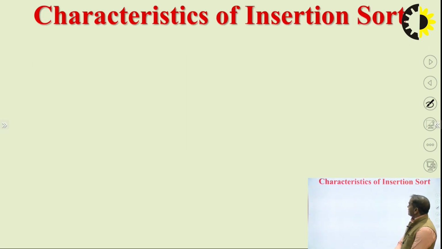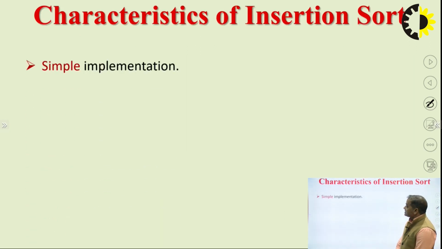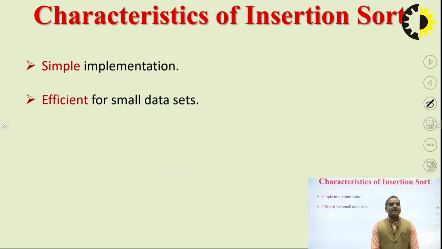The next is the characteristics of insertion sort. The first is simple implementation. Simple implementation means this algorithm is easily implemented on any type of data structure, so it is simple to implement. The second one is efficient for small sets. It means if the number of data is small, then we can use insertion sort, whose efficiency is high and complexity is less as compared to other sorting algorithms.